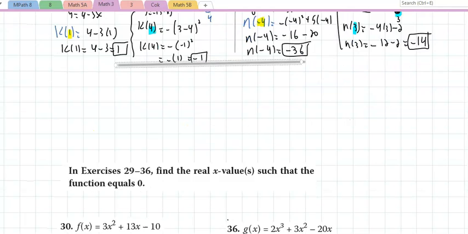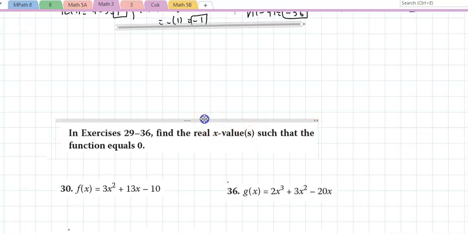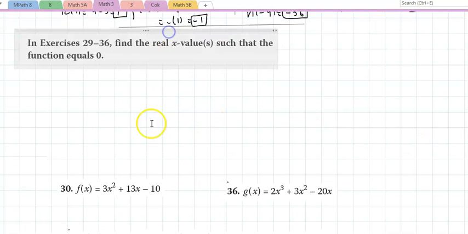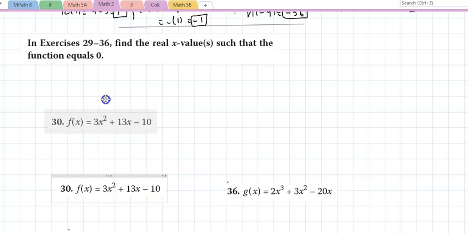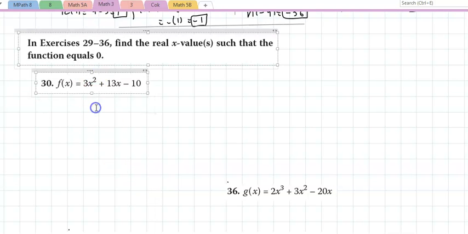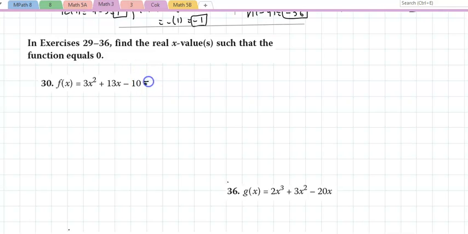Next, set up a bit of a practice. It says, find the real zero such that the function equals 0. Where does this equal 0? And I'm pointing this out because last time you were asking about factoring. A minus indicates that you need to subtract to get 13. 3 and 1.